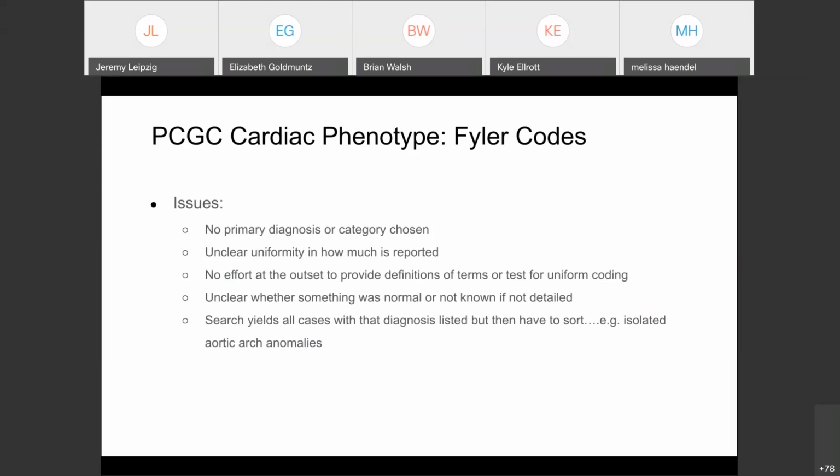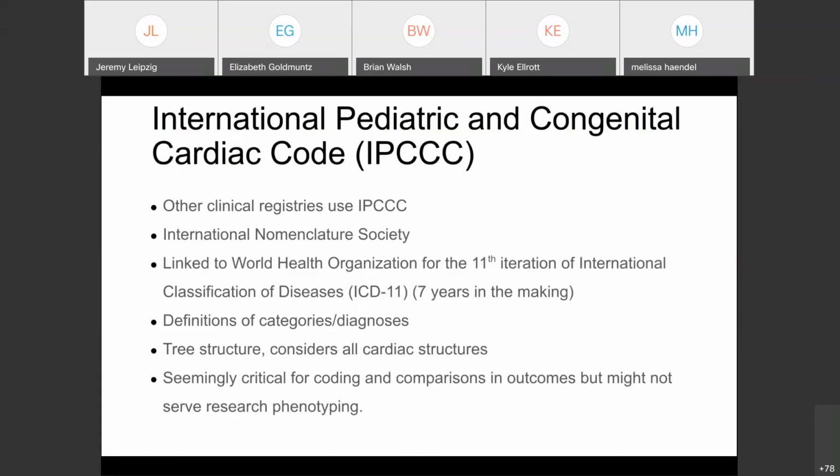Next slide, please. Again, trying to fly through this and hope this is relevant. I just wanted to mention that there's another coding system that has been developed. It was developed by the International Nomenclature Society, which met like 10 times in 40 hours and, over 7 years, developed the IPCCC codes. Other clinical registries are using them. It was done in conjunction with the World Health Organization for the 11th iteration of ICD codes.